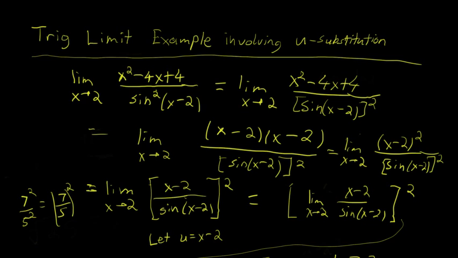Another thing worth mentioning is that when you try to plug in 2 here, so 2 squared is 4, minus 4 times 2, so 4 minus 8 is negative 4, plus 4 is 0. So you have 0 in the numerator, and in the denominator you'll have sine squared of x minus 2, so sine squared of 2 minus 2, sine squared of 0. Sine of 0 is 0, square that 0, so you'll have 0 in the numerator, 0 in the denominator, and you'll have an indeterminate form.